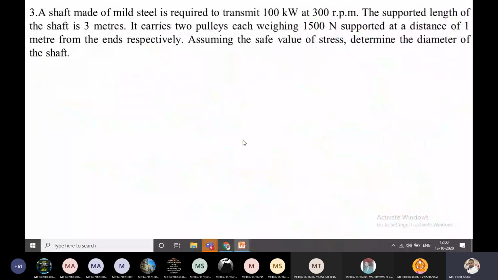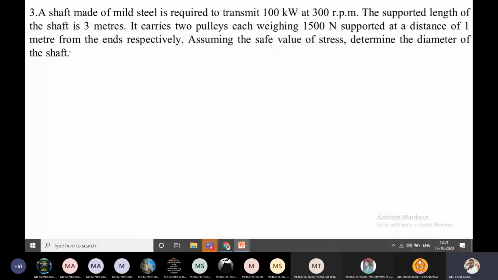A shaft of mild steel is required to transmit 100 kilowatts of power running at 300 rpm. The supported length of the shaft is 3 meters. It carries two pulleys, each of weight 1500 newtons, supported at 1 meter from the ends respectively. So first I am going to draw the diagram.